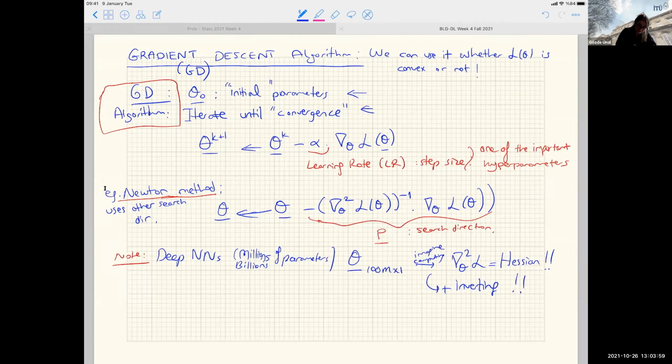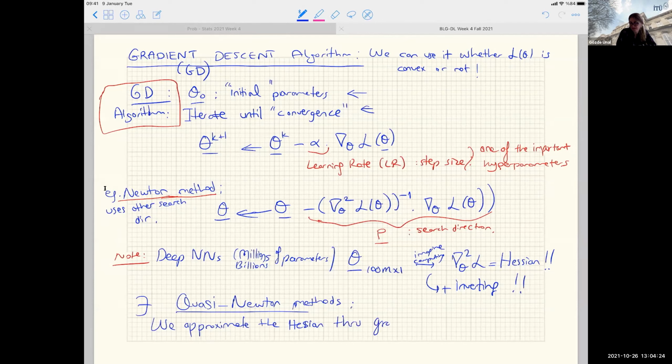But there exist some quasi-Newton methods. Probably you have heard of these. If the size of your problem is manageable, in these methods we approximate the Hessian through gradients, like the difference of two gradients actually. One of them, please check, is BFGS, for instance.